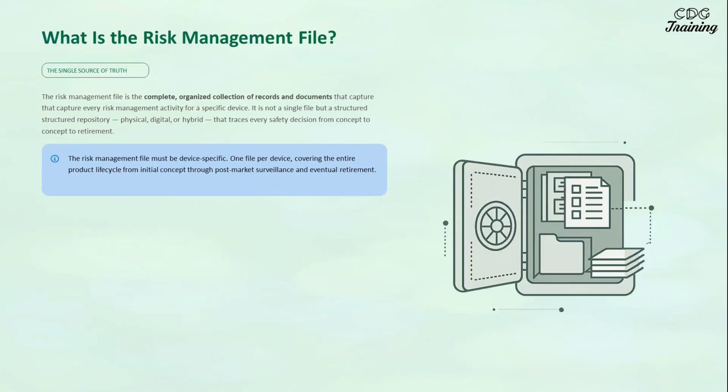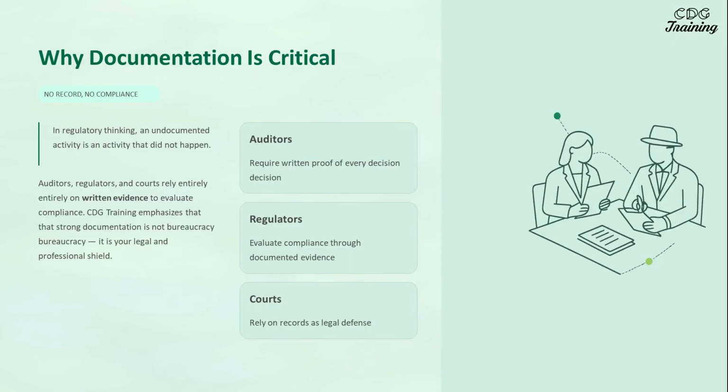The risk management file is a comprehensive collection of records and documents that capture every risk management activity for a specific device. It serves as the single source of truth, ensuring all aspects of risk are documented and traceable. In regulatory thinking, if it's undocumented, it didn't happen. Documentation is vital for compliance, serving as evidence for auditors, regulators, and courts. It's your legal and professional shield.